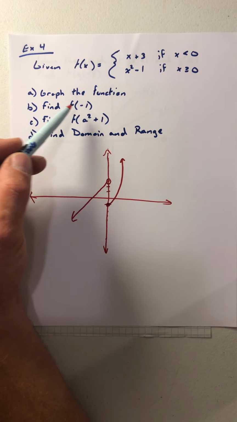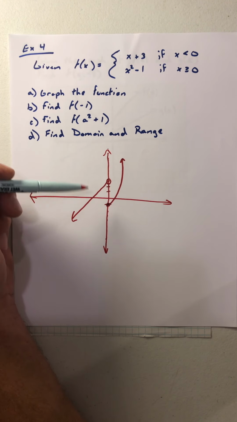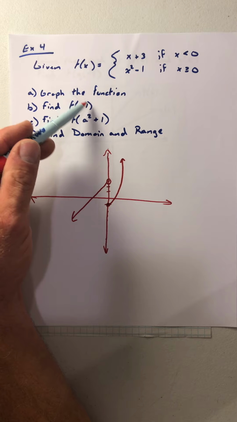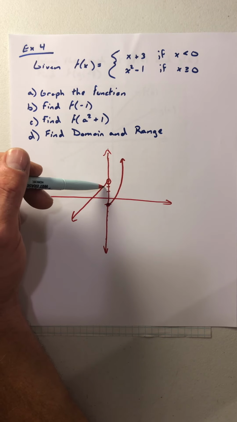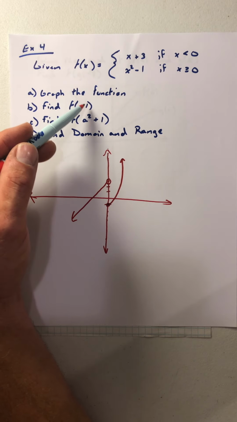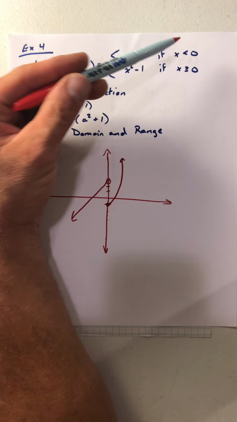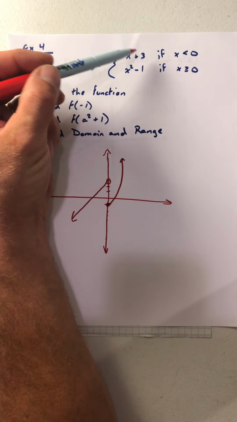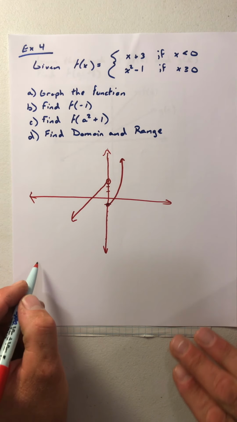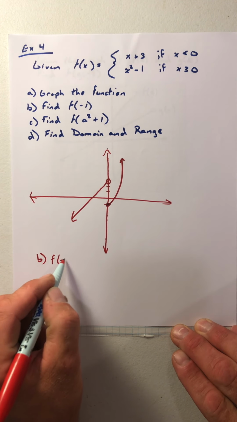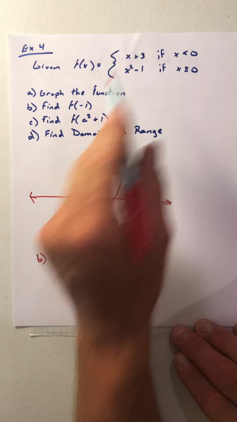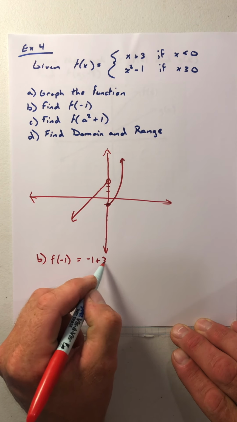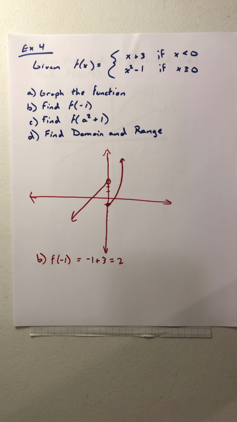To find f of negative 1, I can do this one of 2 ways. If I draw a nice graph, I can go to the x value at negative 1, come up, and be able to figure out my value. Or I can figure out, where does it work here? Well, f of negative 1, that's going to be less than 0, so it's going to be in the first part. So f of negative 1 is going to go into that first part, which is negative 1 plus 3, or 2.